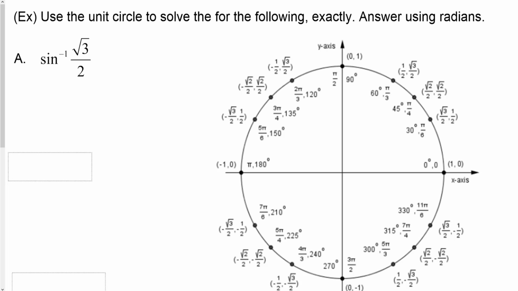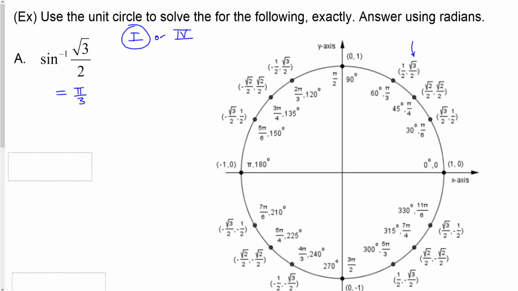Now for the arcsine, what we have to keep in mind is that the arcsine is going to be restricted to quadrants 1 or 4. Since we're doing the arcsine of a positive value, in this case I'm going to be using quadrant 1. So I need to figure out where the sine is equal to root 3 over 2, and the sine in the unit circle is the y value. So it looks like I am right here, and that is the angle measure pi over 3.